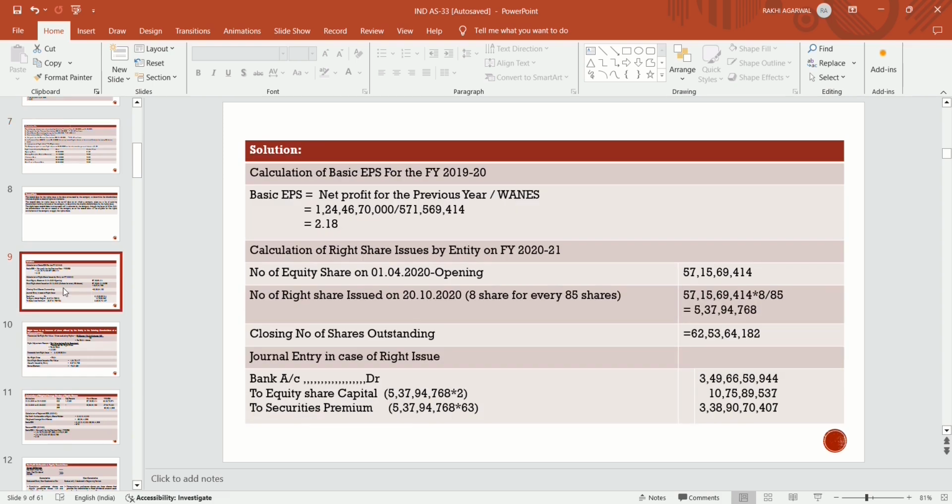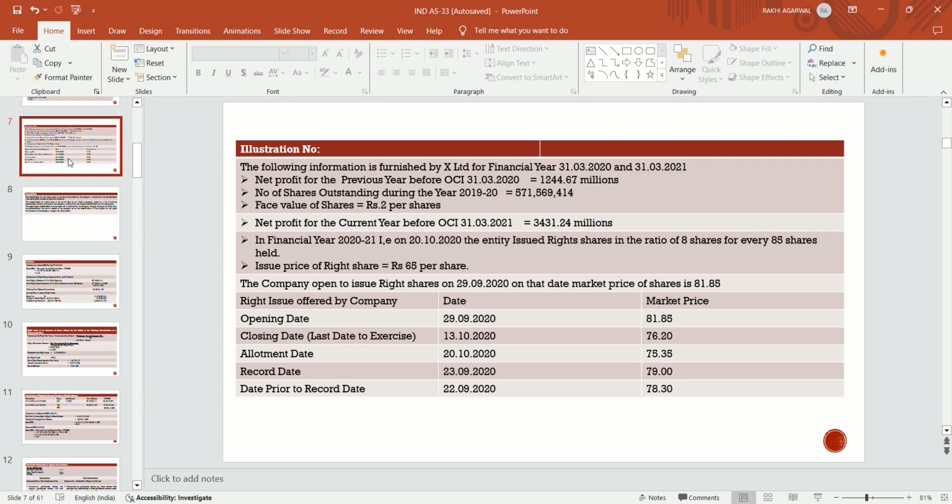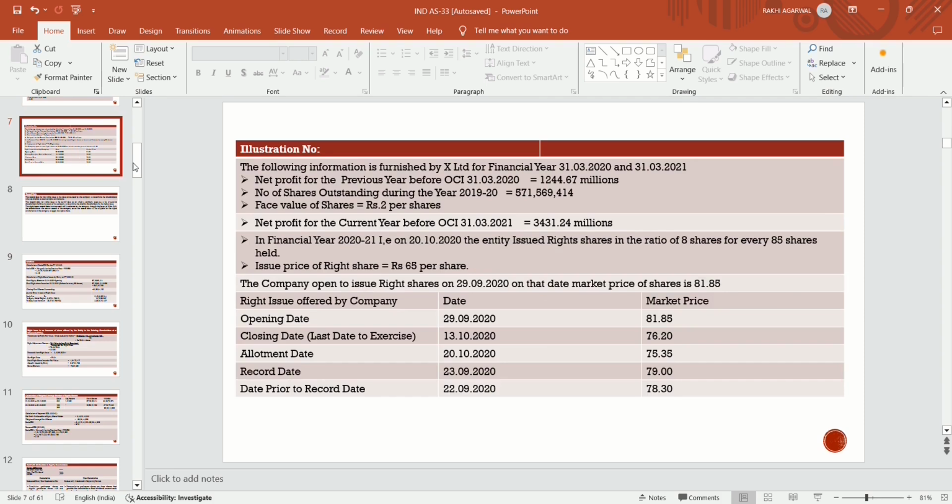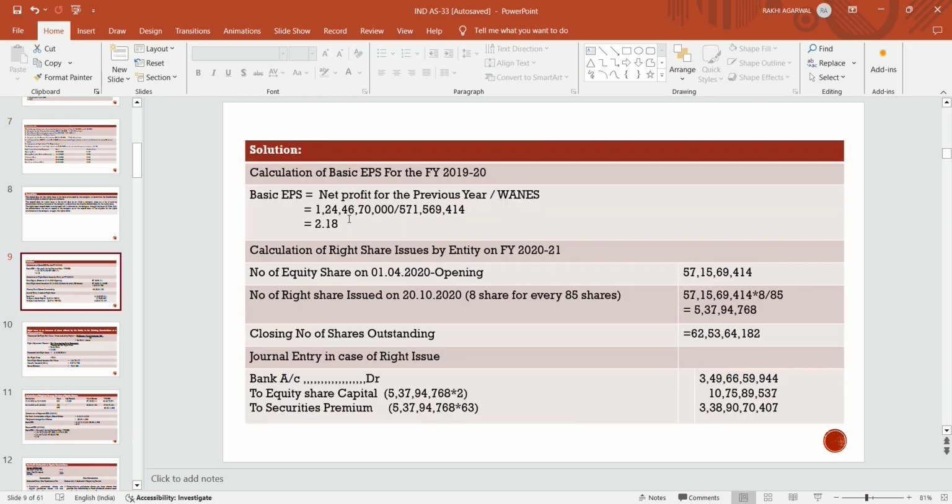Now the calculation of basic EPS. The basic EPS for the previous financial year, that is 1920. Calculation of basic EPS for the financial year 1920 is net profit for the previous year divided by the weighted average number of equity shares. In this case, the net profit is given in the question, that is 1244.67 million, divided by the number of shares outstanding, that is 57 crores 15 lakhs 69,414 during the financial year 1920. So the basic EPS is 2.18 per share. That is the basic EPS.